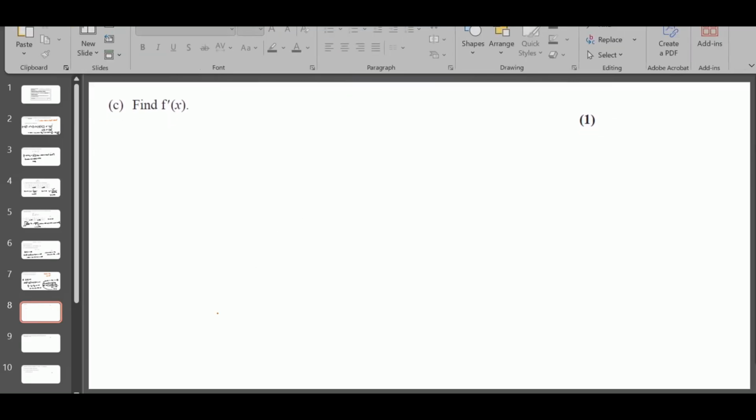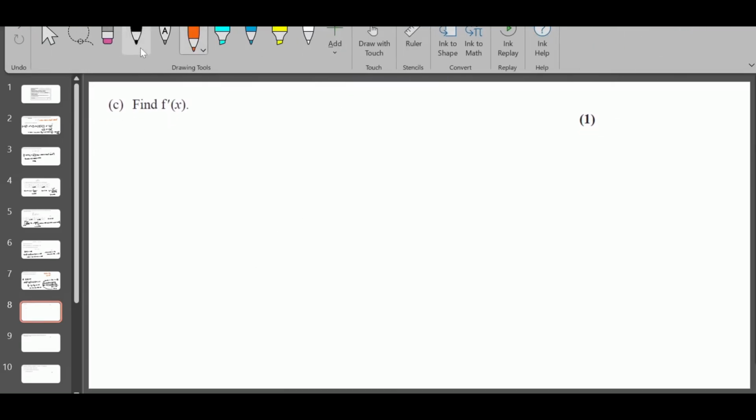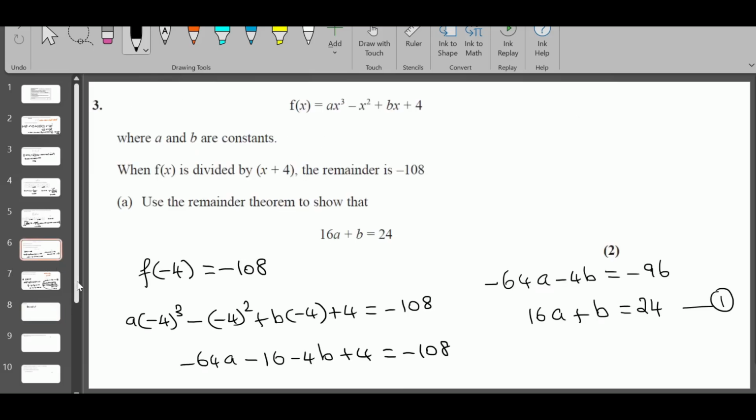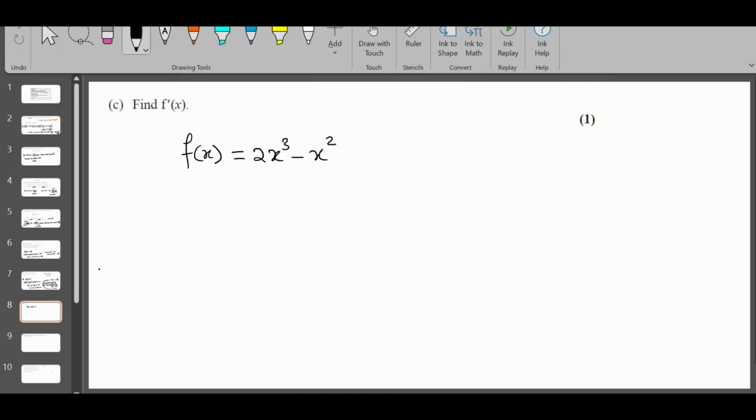I have put the part C here. Find f dash of x. Let's write f of x. f of x is ax cubed. We know the value of a is 2. Minus x squared plus bx plus 4. b is minus 8, plus 4. And then just differentiate it. Just one more question. 6x squared minus 2x minus 8. 4 becomes 0. That's all.